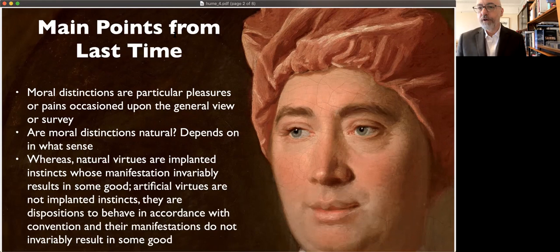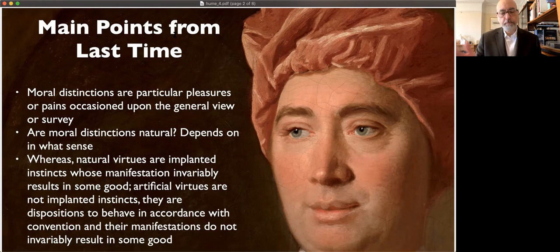With respect to the natural virtues, the motive to virtuous action is what bestows merit upon that action. So again, consider kindness to children. When you feed a hungry child, the motive is kindness, and it is the amiableness of this action. It's being motivated by kindness that bestows merit upon that action. And with artificial virtues, however, the original motive for virtuous action is distinct from the principle that bestows merit upon that action. And we'll be coming back to this.